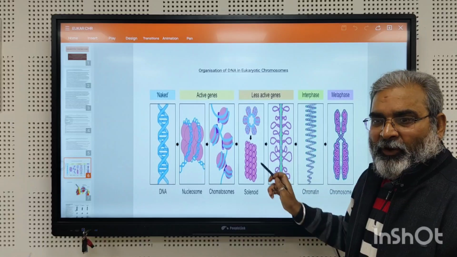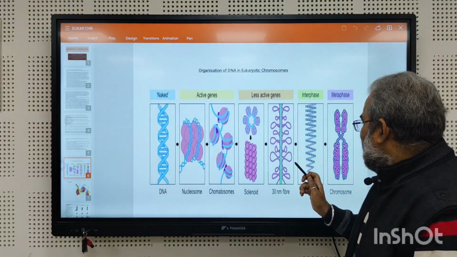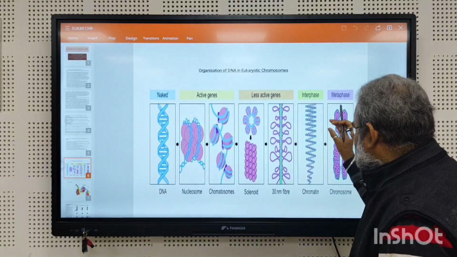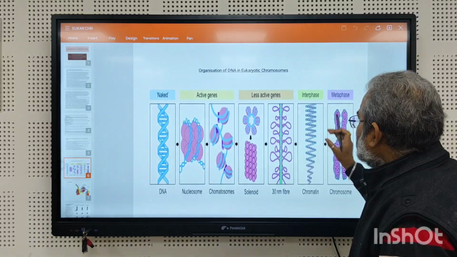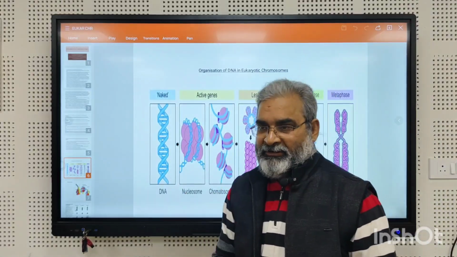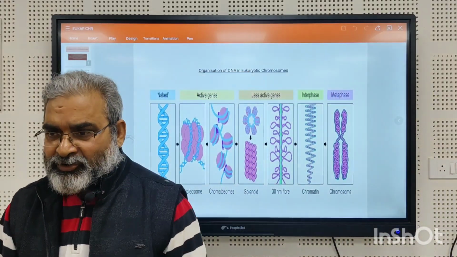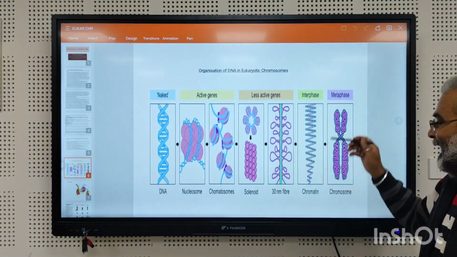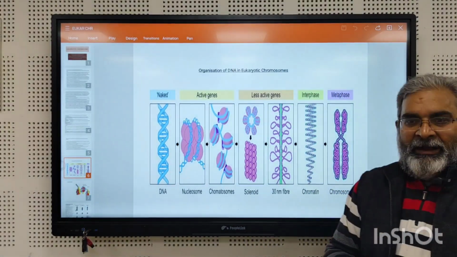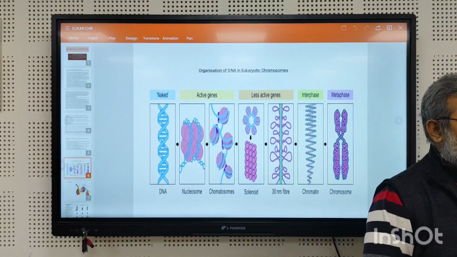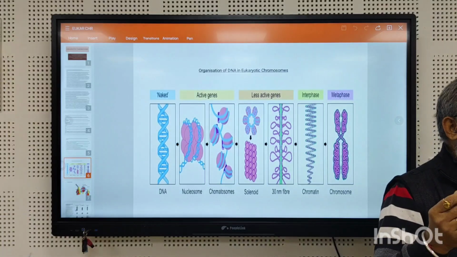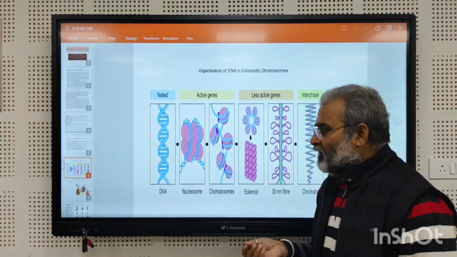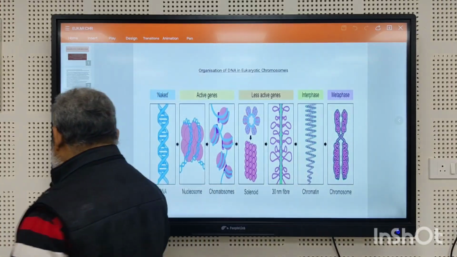loops. It forms the loops, and then it folds around some non-histone proteins, and forms the chromatin. Again, it is condensed and forms the chromosome. It is the organization of eukaryotic chromosomes.